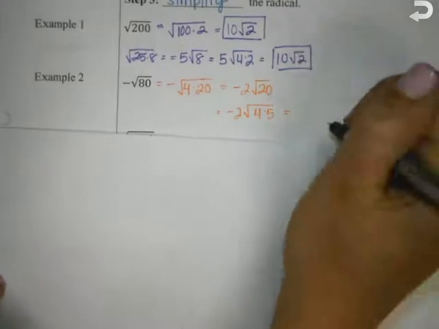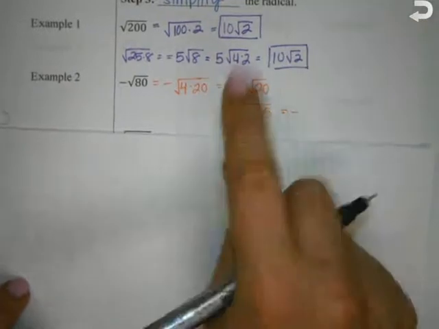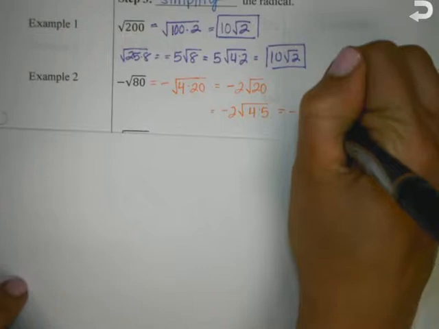What is the square root of 4? 2. 2 times negative 2. We just multiply them together. Negative 4 root 5. That's my answer.